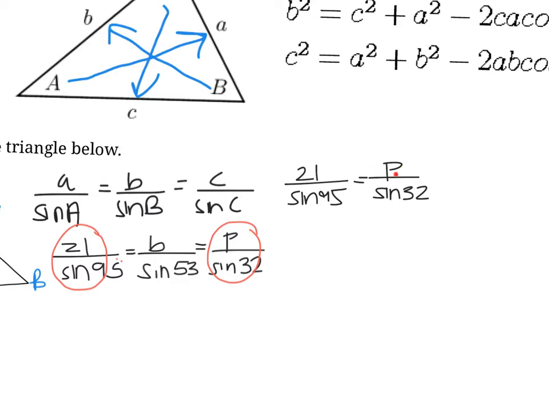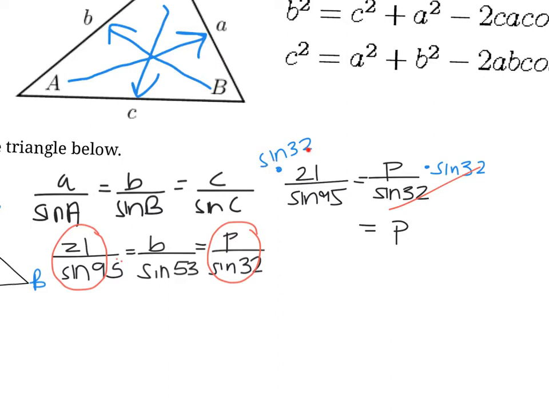So to get P by itself, I have to get rid of this divided by sine 32. And the opposite of dividing by sine 32 would be multiplying by sine 32. So I'm going to multiply on both sides. Sine 32 divided by sine 32 will be 1. And into my calculator goes the following. Make sure that your calculator is on degrees. All of these angles are in degrees.